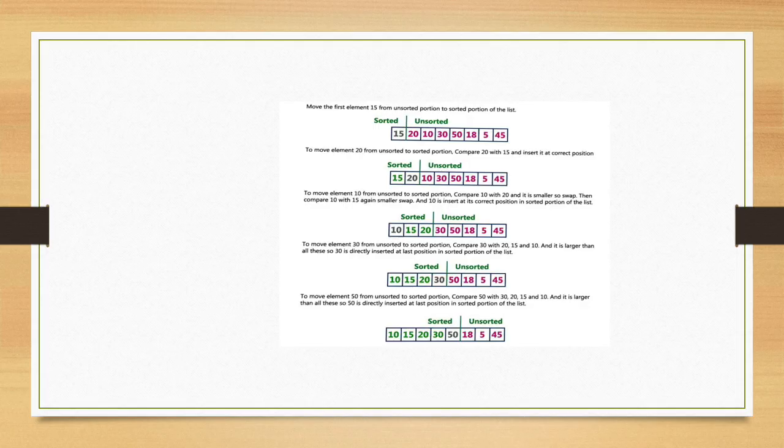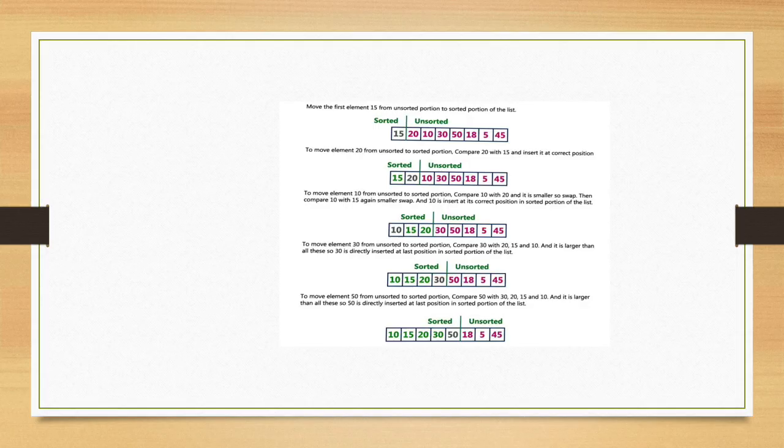To move 18 from unsorted to sorted, compare 18 with its left elements: 30, 20 and 50. Since 18 is larger than 15, move 20, 30 and 50 one position to the right and insert 18 after 15 in the sorted portion. After this, we have 10, 15, 18, 20, 30 and 50 in the sorted portion, and 5 and 45 in the unsorted portion.